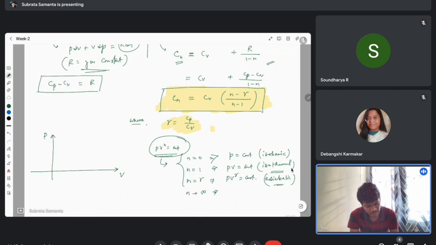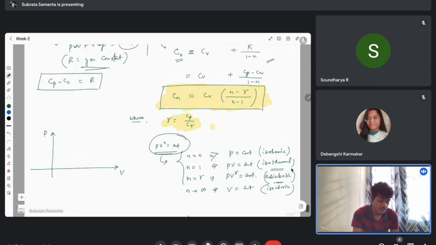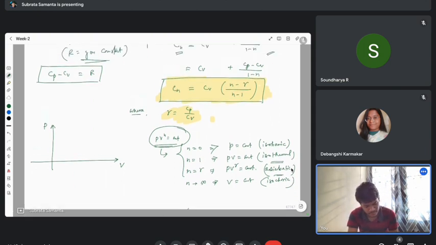How to know that? This is just P to the power 1 over n times V equals constant. Then we put n equals infinity, so 1 over infinity goes to 0, so V equals constant, right? So this is an isochoric process. I am considering different values: 0, 1, gamma, infinity. In general, PV to the power n equals constant. I will do some problems where n comes as 2, 3, 4, different values.